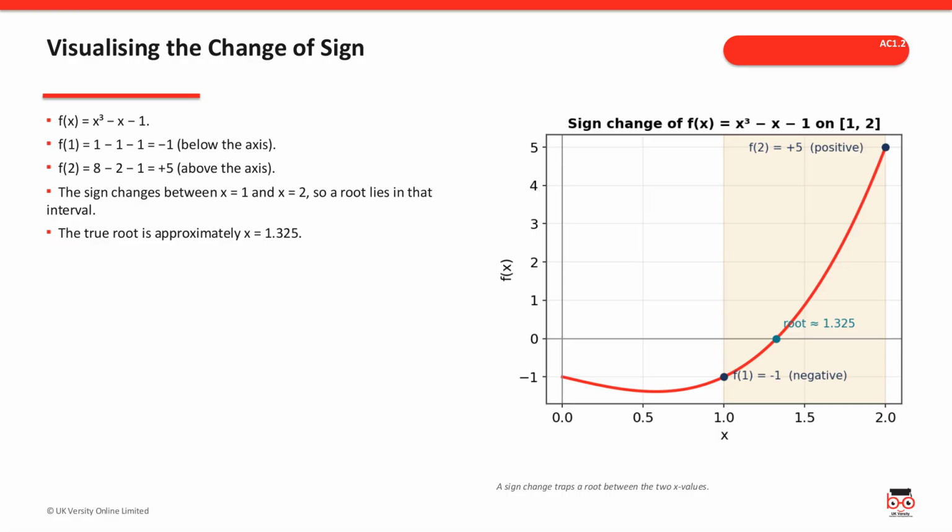Let's see that on a real function. f of x equals x cubed minus x minus 1. At x equals 1, we get 1 minus 1 minus 1, which is minus 1, so the curve is below the axis there. At x equals 2, it's 8 minus 2 minus 1, which is plus 5, comfortably above. The sign has flipped somewhere between 1 and 2, so a root must be trapped in that interval, and in fact it sits at roughly 1.325.